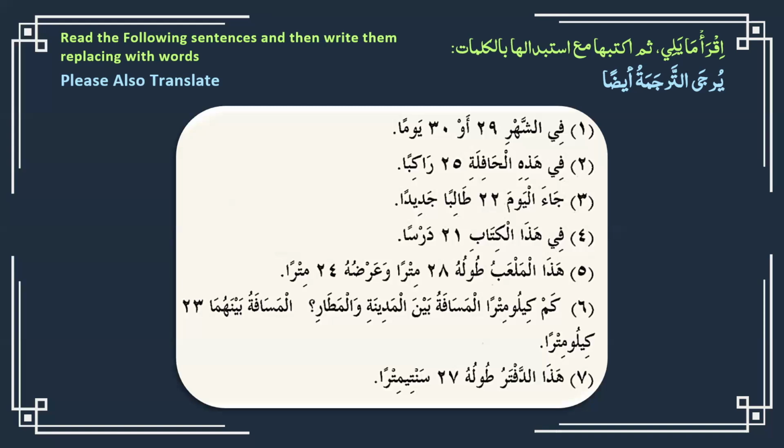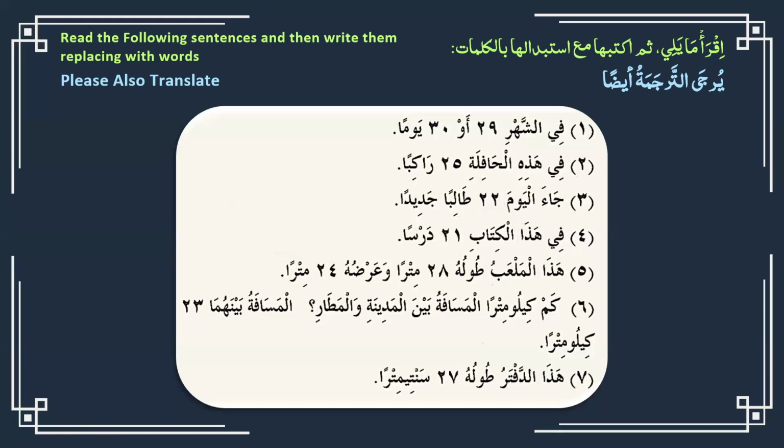هذا الملعب طوله 28 مترا وعرضه 24 مترا. This playground is 28 meters long, and its width is 24 meters, I guess. Yes, like width, wide. This playground is 28 meters long and 24 meters wide. Wide, yes. Okay, next one.